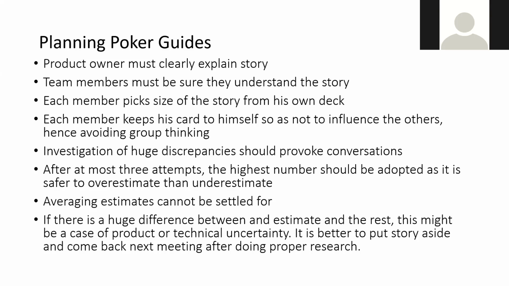I know, this story is going to take so much effort. And then, like I said, after 3 attempts, because it's not infinite, we want to come to a consensus at the least possible time. So the highest number should be adopted as it's safer to overestimate than underestimate. And then we don't work with averages when we do planning poker. We must agree at a particular figure.